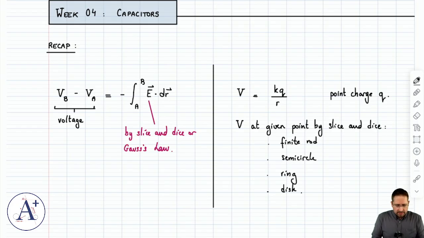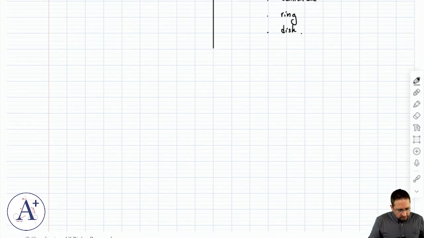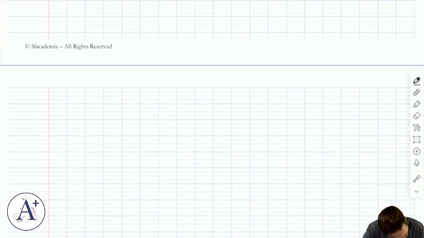So I'm not so much going to focus on this today, but I did want to make the separation in your mind so that you know that there's kind of two ways of computing V. You can compute the difference, that's the left column. Typically, you already know E, and then you get delta V. The right column is directly computing V. That's either because you know for a point charge that it's KQ over R, or off we go with slice and dice, a good example of which is the ring that we covered last week. Okay, so let's get into it and let's just go over capacitors real quick.